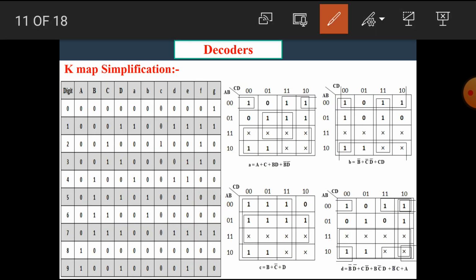Now let's see the K-map simplification for each segment, that means for A only. For A only, we get the K-map like this. That means we get the 1 for 0 0 0 1 0 0.